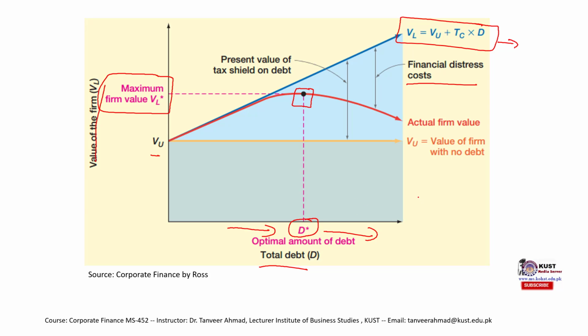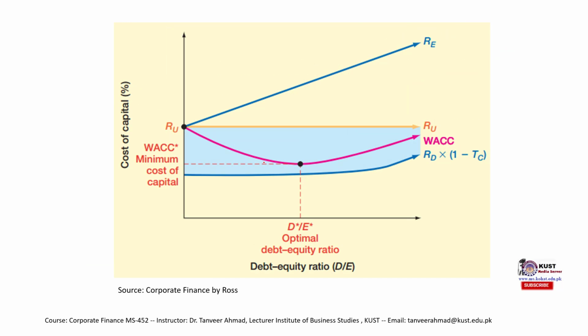So that means, let's understand what would happen to WACC, and then we would conclude this. Previously, MM theory with taxes assumed that as we keep on increasing debt, what would happen to WACC? It would keep on decreasing.